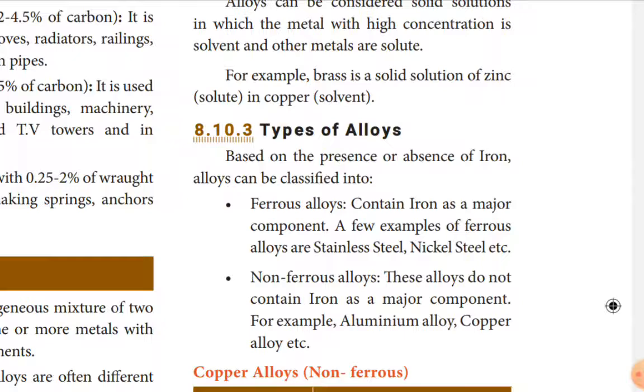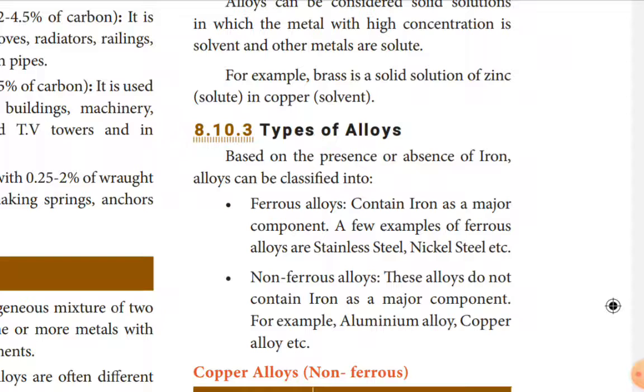For example, in the manufacture of stainless steel, nickel steel. Stainless steel we use in the form of vessels in our houses. Most of the vessels are made of stainless steel. So in the manufacture of stainless steel, iron is the major component. Then the other components are only in less proportion. In a non-ferrous alloy, iron is not a major component. For example, aluminum alloy, copper alloy.